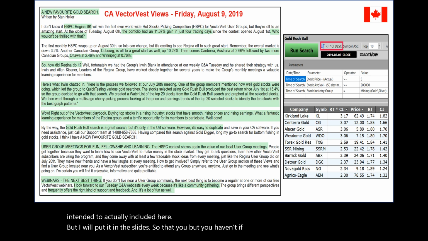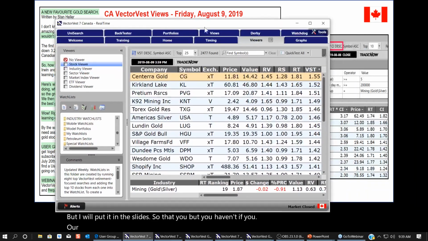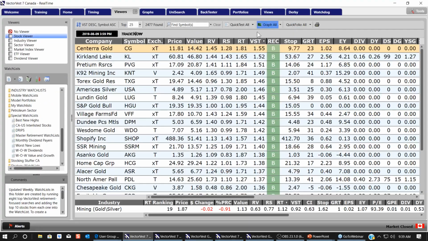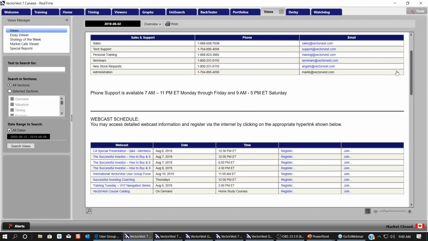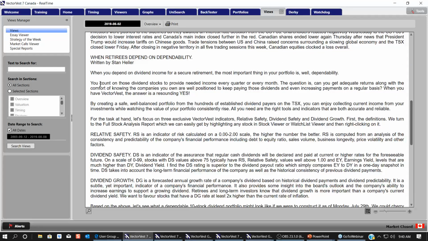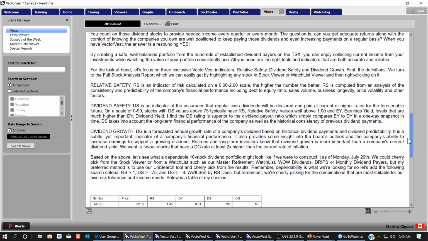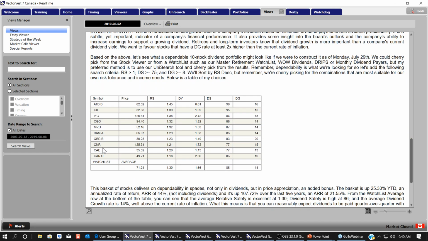If you are a Canadian subscriber, of course, you can go to the views and just go back to August 2nd on your calendar and scroll down here, and the essay is titled When Retirees Depend on Dependability, and then these are the stocks that I cherry pick. So they're not right from a search. I cherry pick them based on their price performance over the last 5 years, which was all good, in the double digits for sure, all of them over the last 5 years.